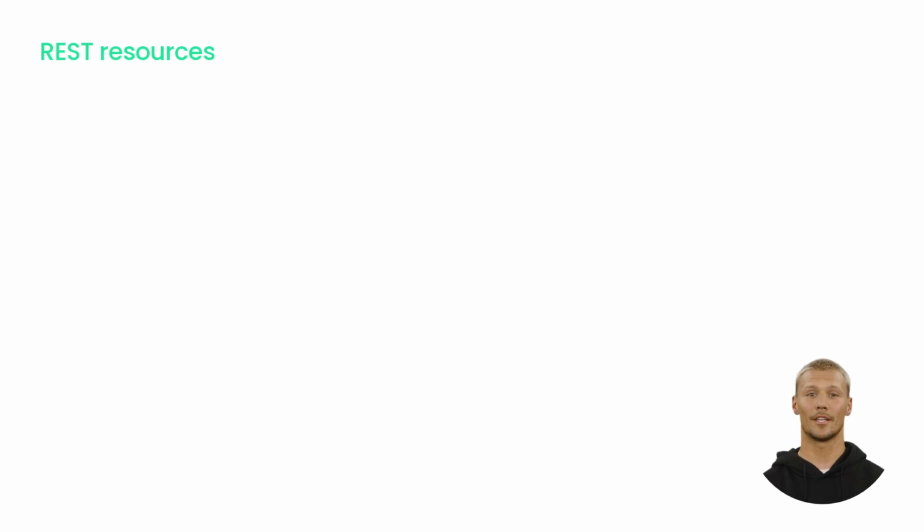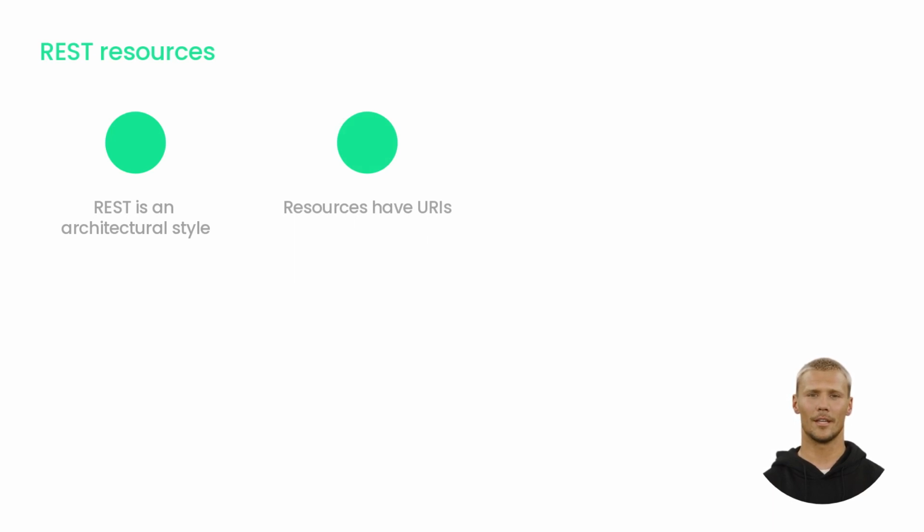REST, representational state transfer, is an architectural style that operates on resources. Resources have URIs. They can have many representations and operations carried out on them, such as getting, creating, modifying, or deleting. They are implemented using HTTP methods. REST is stateless, so the request must contain all the necessary data to handle the event.